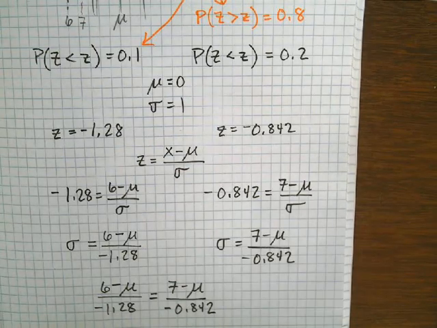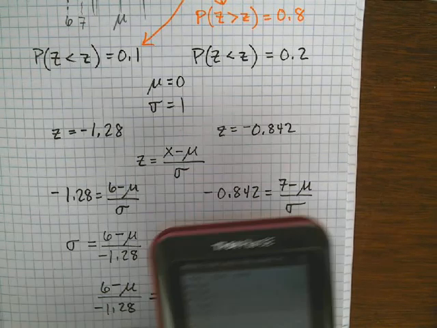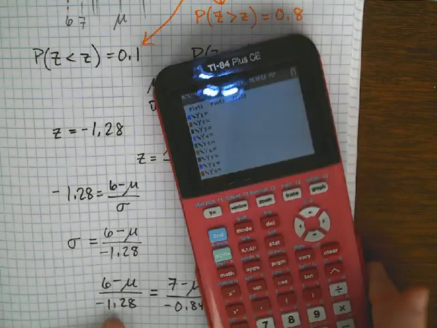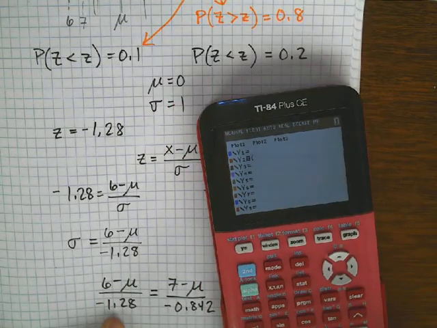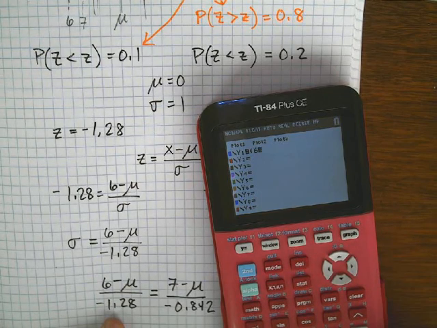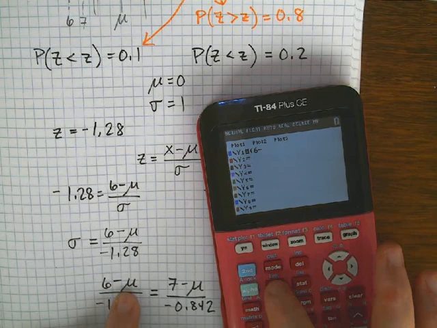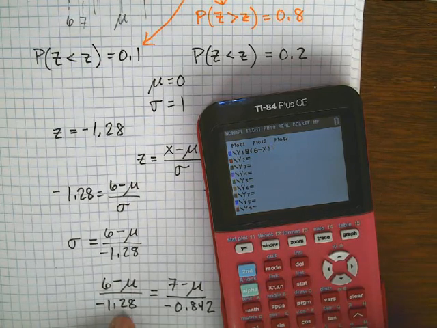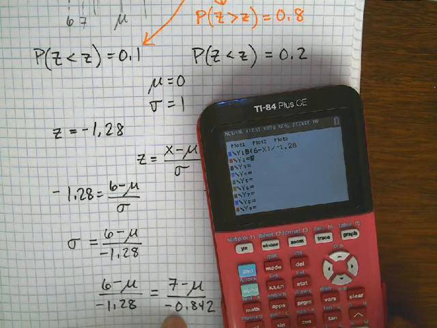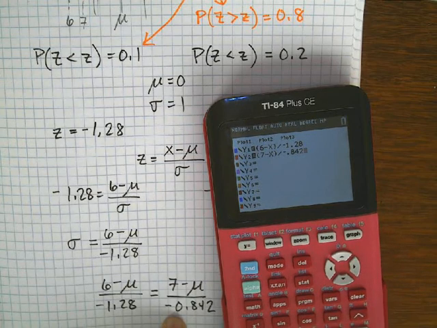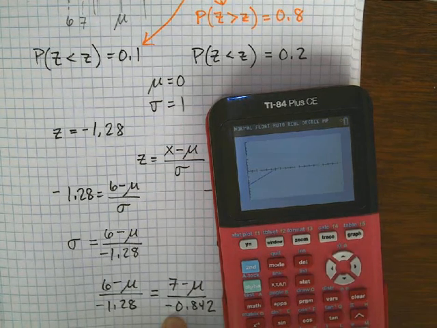Then I'm going to put this into my calculator. On my calculator, I'm going to go to y equals, and I'm going to plot these as two separate lines. My first line, I'm going to put it in parentheses. Oops, where am I? I better put on my glasses. I can't see what I'm doing here anymore. Okay, so for my first line, I'm going to have 6 minus, I don't have a mu, so I'm going to use an x, all divided by negative 1.28. And then the other one, 7 minus x, notice it's in parentheses, all divided by negative 0.842. And now I'm going to graph it, see where they cross each other.